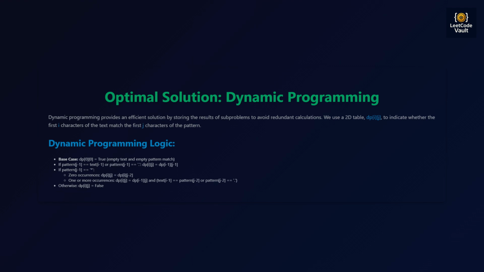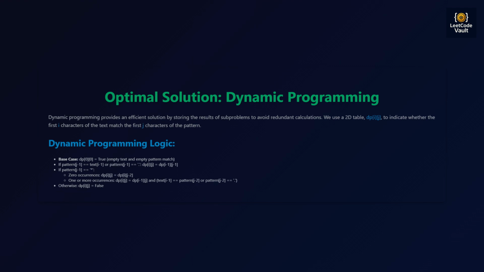Optimal solution. Our optimal solution uses dynamic programming to avoid redundant computations. We'll create a table, a 2D array, where each cell represents whether a substring of the text matches a prefix of the pattern. The table's rows correspond to the text string and columns correspond to the pattern. We'll build this table bottom up, starting with the base cases.